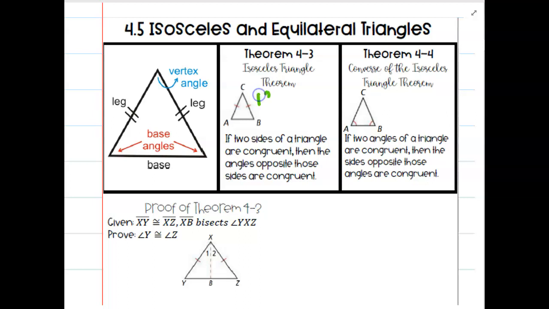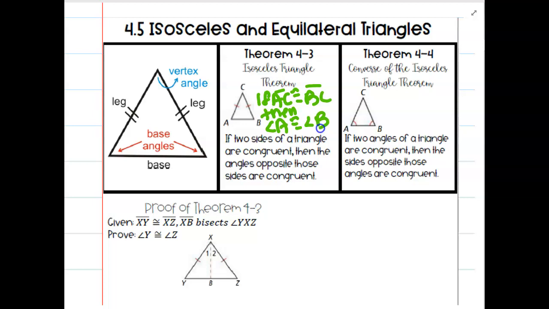It starts out saying if AC is congruent to BC, so you have a triangle with two congruent sides. The isosceles triangle theorem says that if you have these two congruent sides, the angles that are opposite of those sides are also congruent. So if AC is congruent to BC, then angle A is going to be congruent to angle B. An isosceles triangle talks about the sides: you have two congruent sides, but if the sides are congruent, the angles are also congruent.